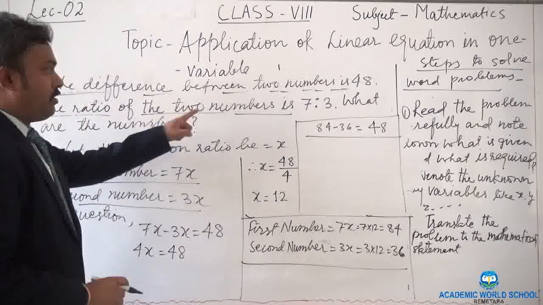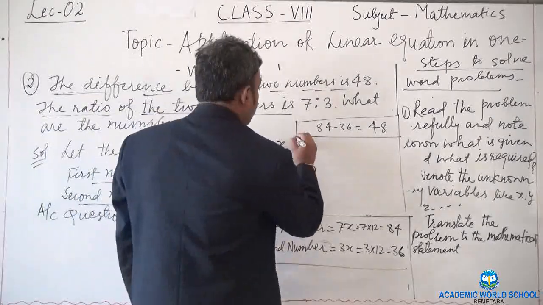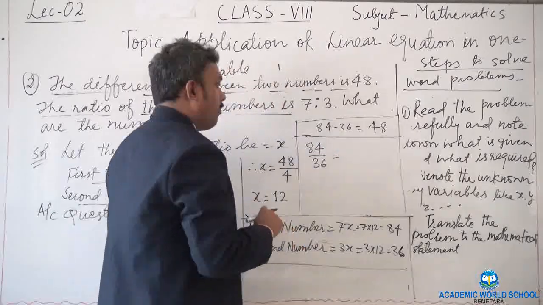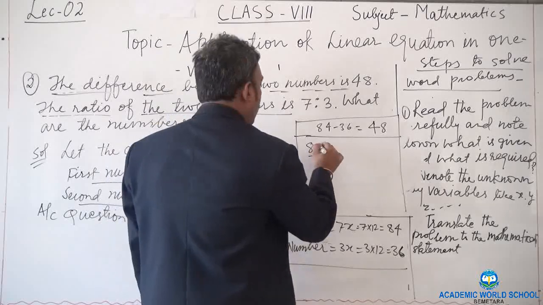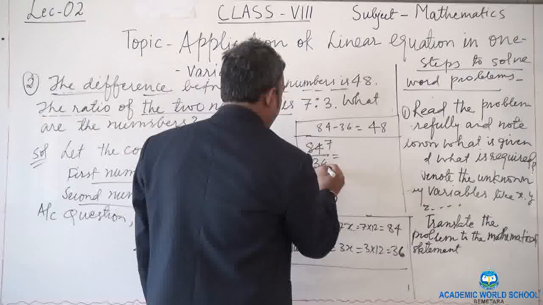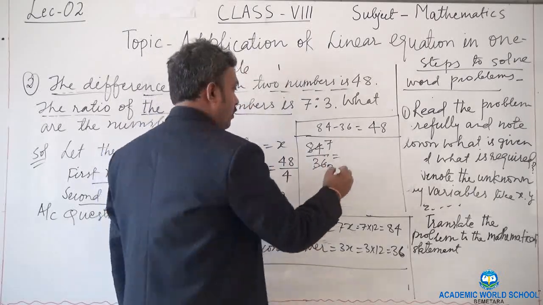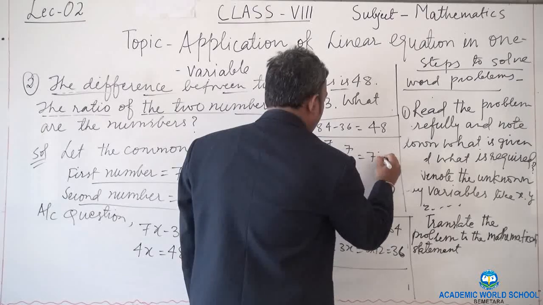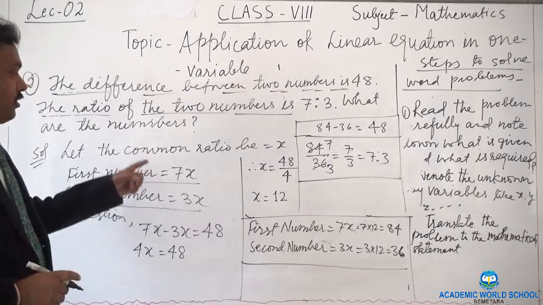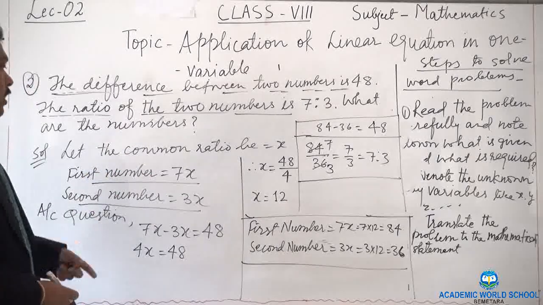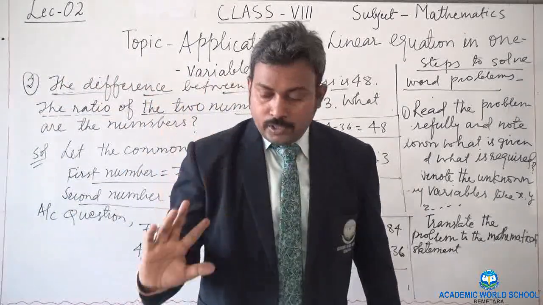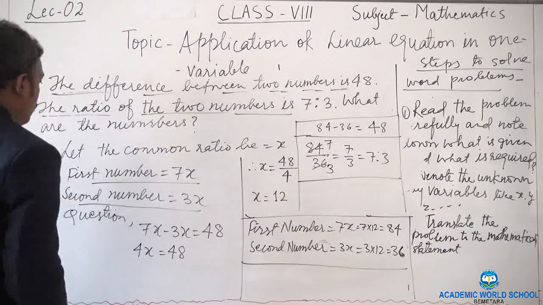Second condition, the ratio should be 7:3. So let's find the ratio. 84 by 36. 84 will go by 12 in 7 times, and 36 will go by 12 in 3 times. So 7 by 3. So we got the ratio here, 7:3. So this is the first method. Now I am going to tell you the second method. I will just form the equation. You will solve the equation and verify the result by yourself.